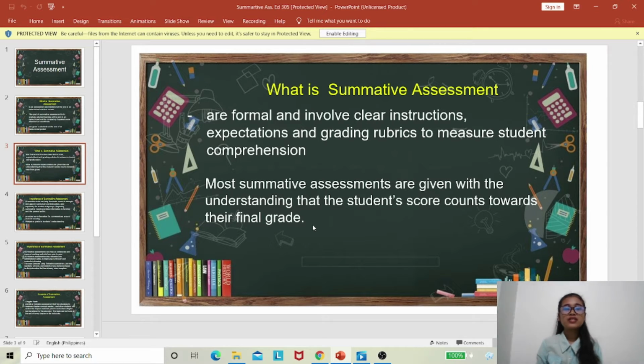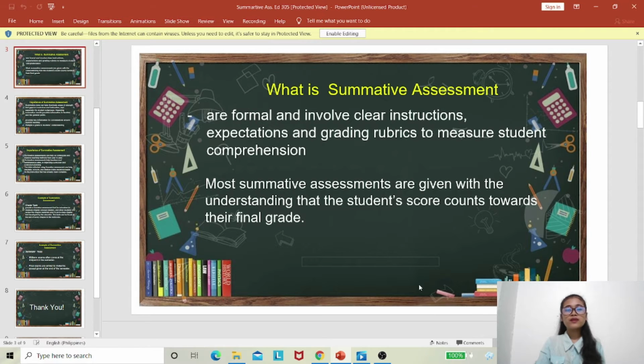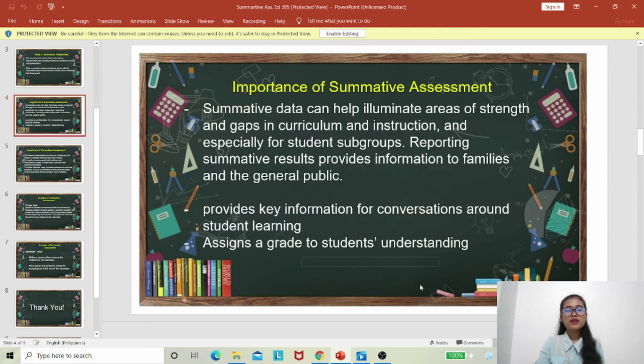It is given by the teacher in order for him or her to know how well the students are learning at the end of every unit. And this summative assessment is very useful and very important for the final grade of the students. And as I've mentioned earlier, summative assessment is very important. So we have here the importance of summative assessment.